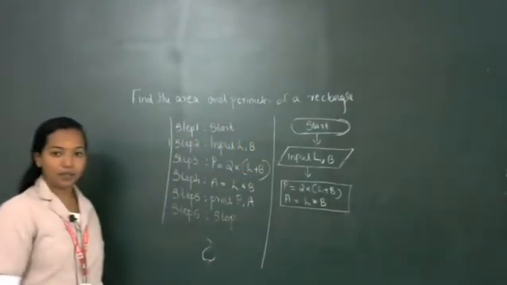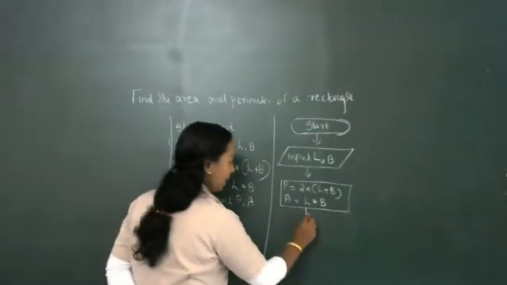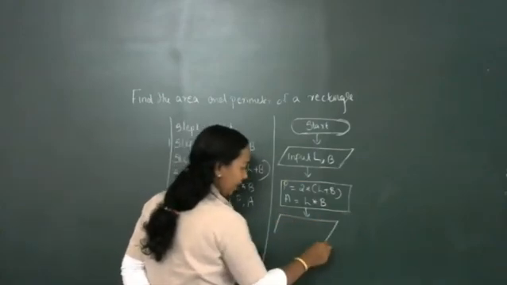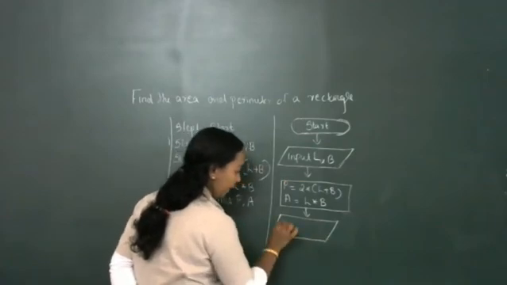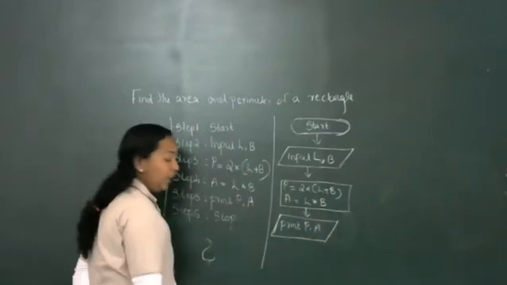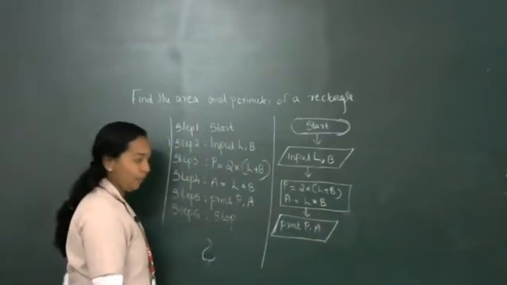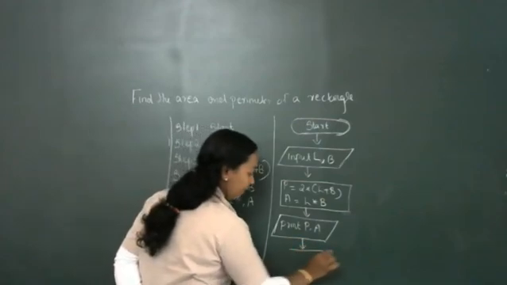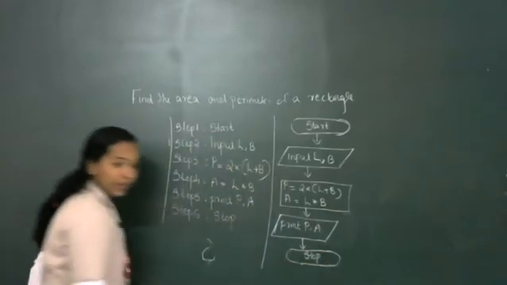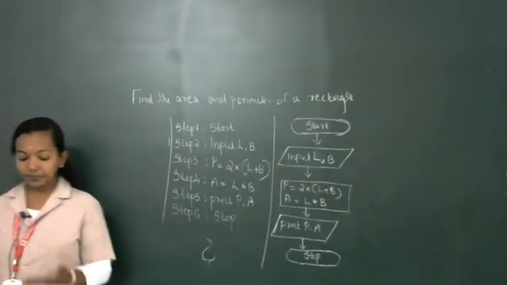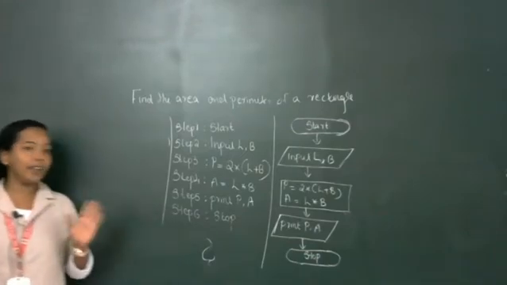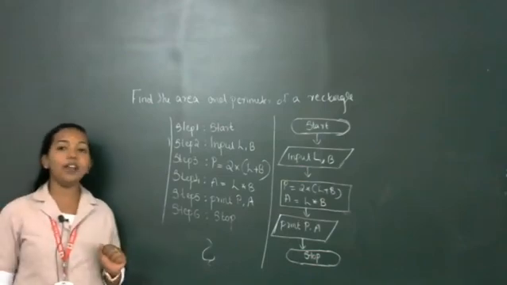After the processing symbol, the next one is to print the area and perimeter. Again, use a parallelogram. Print P comma A, P for perimeter and A for area. After the printing, we can stop. We can terminate using the terminal symbol called stop. Clear? So this is the algorithm to find the area and perimeter of a rectangle.